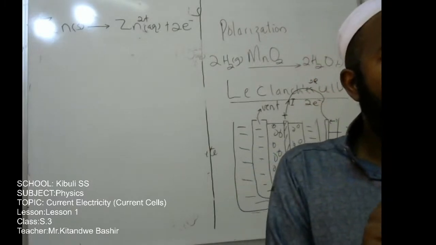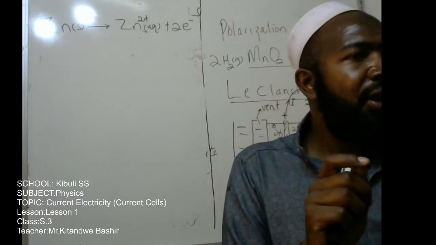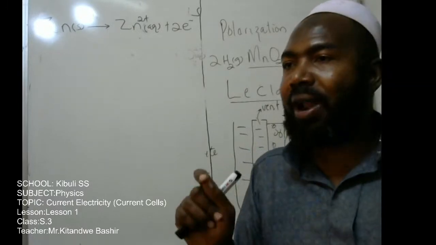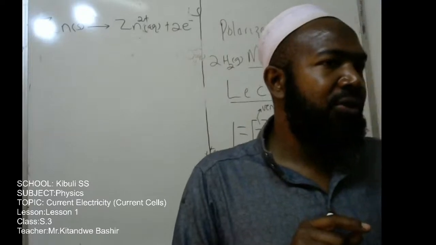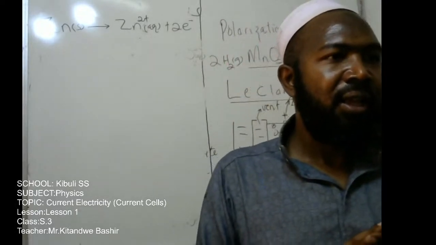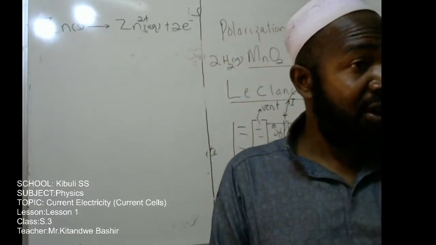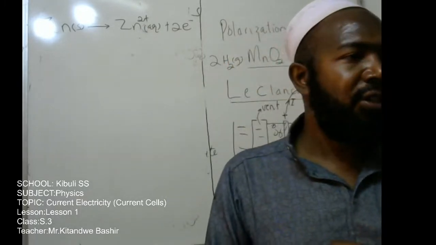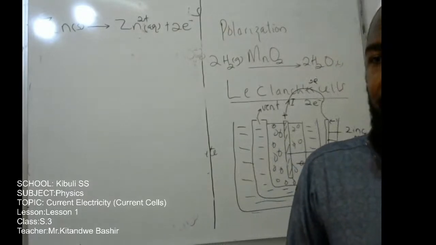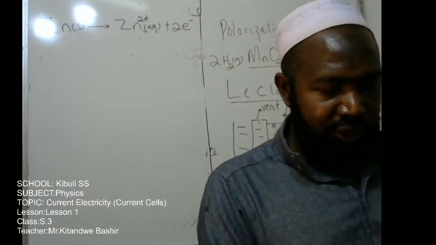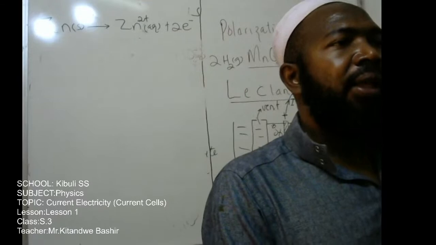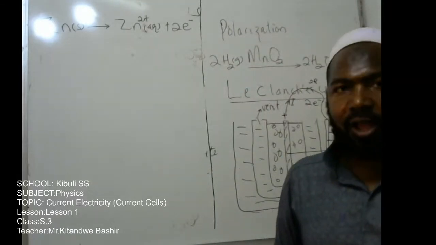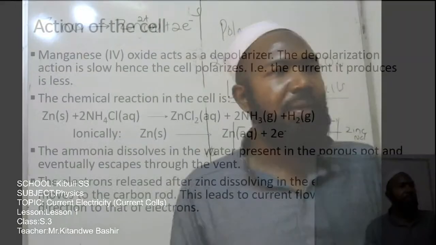And the carbon rod, instead of using carbon as a positive electrode, we are now changing to brass. I mean, we are using a carbon rod, but covered with a brass cap. So the diagram is as you see it there. Now, the mechanism of production of current is the same.